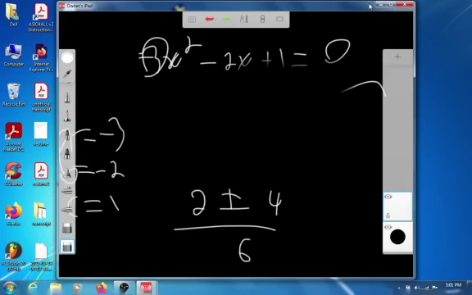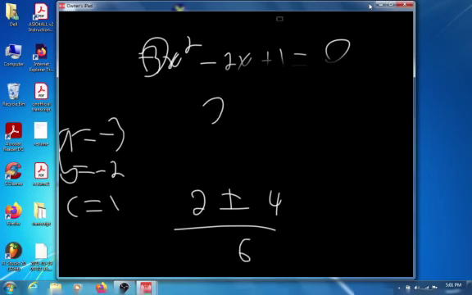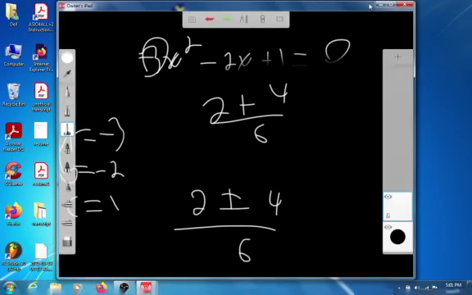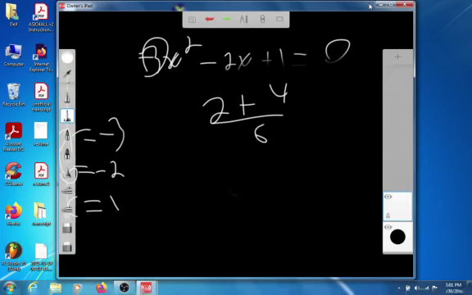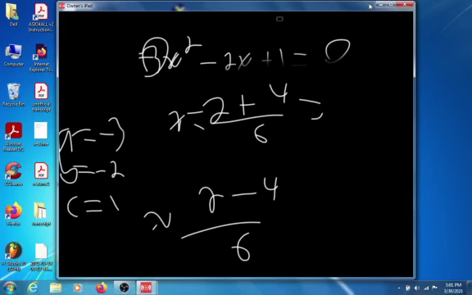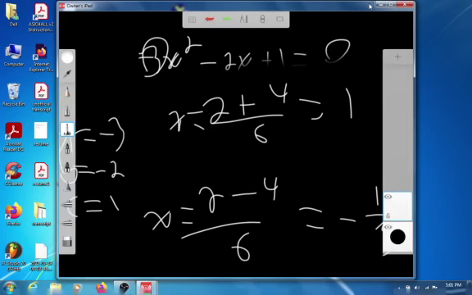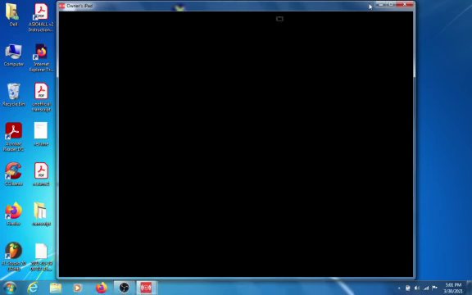From here, we're just going to rewrite this as 2 plus 4 over 6 and 2 minus 4 over 6. So x is equal to either one of these. 2 plus 4 is 6, divided by 6 is just 1. And 2 minus 4 is negative 2, divided by 6, which is negative 2 over 6; divide the top and the bottom by 2, that's negative 1/3. So the answer is x is equal to 1 or x is equal to negative 1/3. And that's how you solve quadratic equations using the quadratic formula. And that's it.